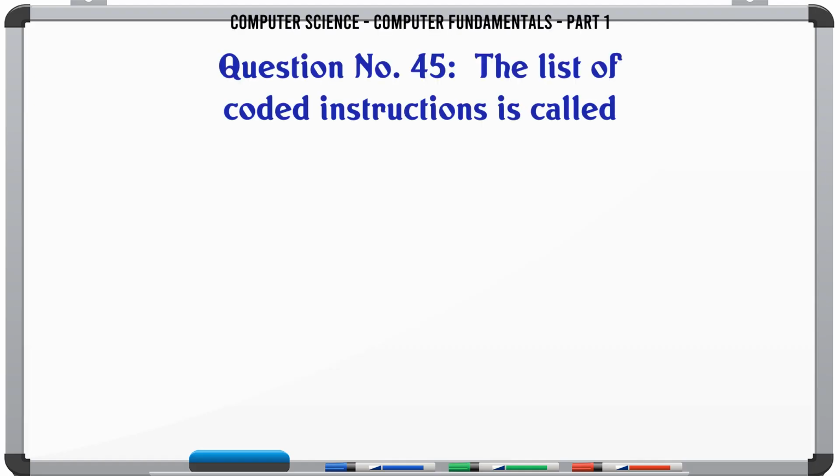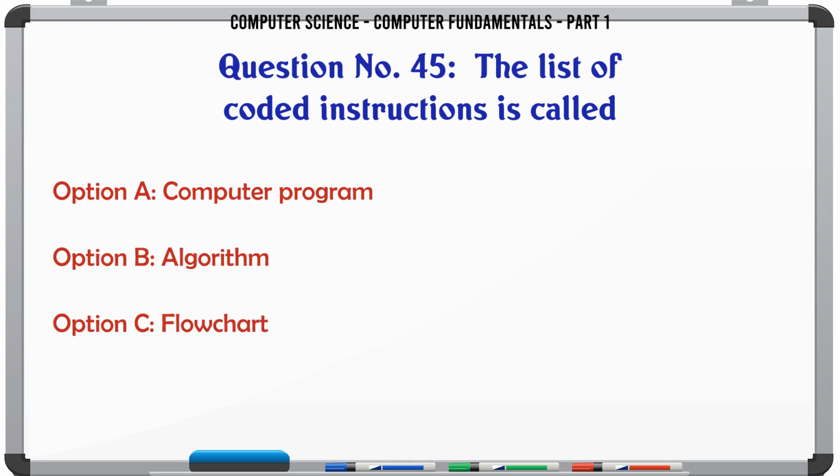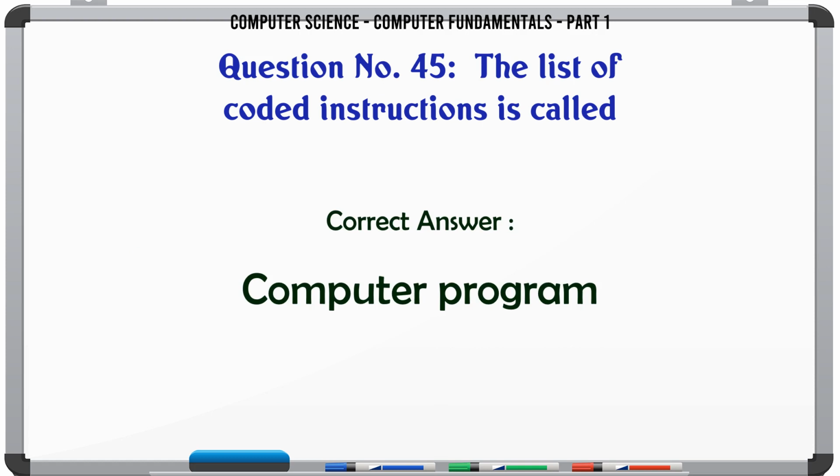The list of coded instructions is called A. Computer program. B. Algorithm. C. Flowchart. D. Utility programs. The correct answer is computer program.